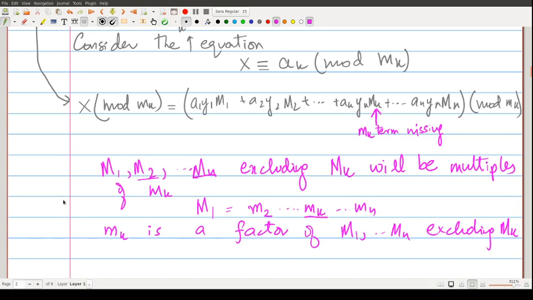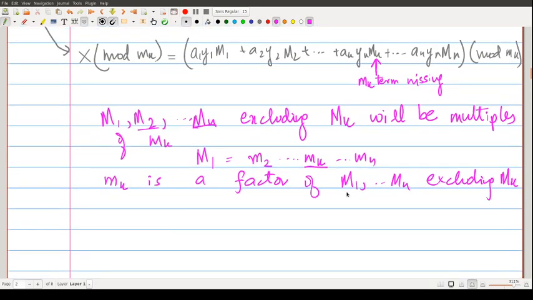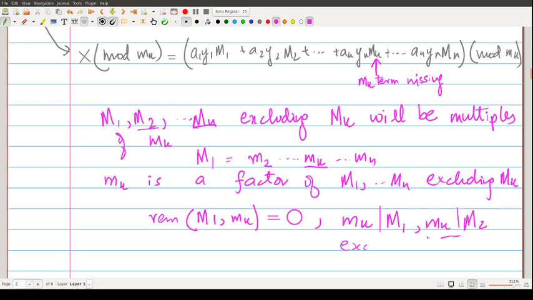Now, if it's a factor, of course, we know that if capital M1 to Mn are multiples, then the remainder when M1 is divided by small mk is definitely going to be equal to 0, because it's a multiple, right? In other words, we say that small mk will divide M1, small mk will divide M2, and so on, except capital Mk. Okay? Any questions?